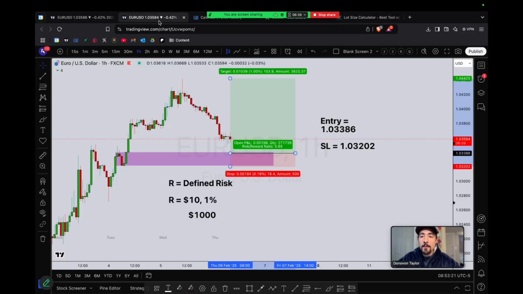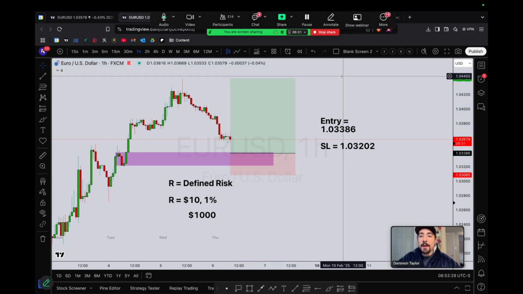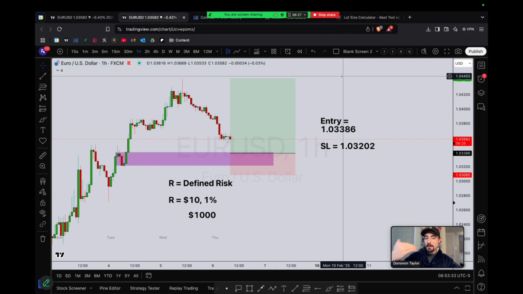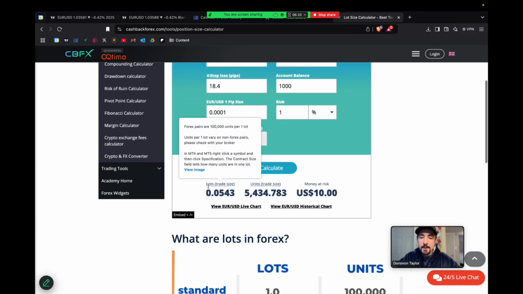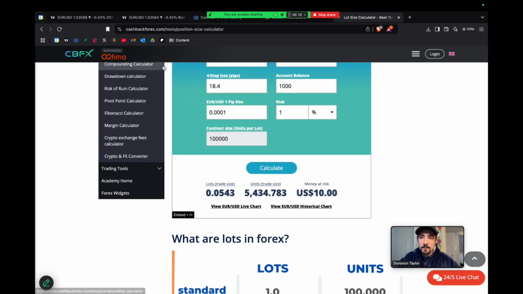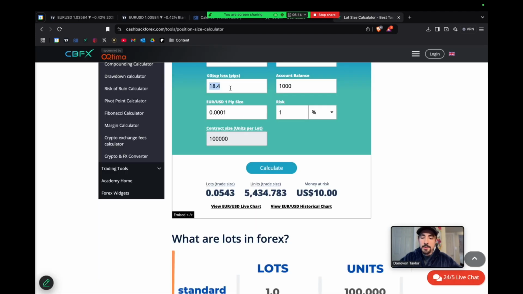Now, if we have a trade with a bigger stop loss, let's say 30 pips, I'm going to want to calculate my risk, and it's going to be different. I'm going to calculate my lot size, and it will be different than the first example. The first example with an 18 pip stop loss, we had 0.05 as the lot size. This trade, we have 30 pips as the stop loss. When I change this to 30 pips, watch how the lot size also changes.